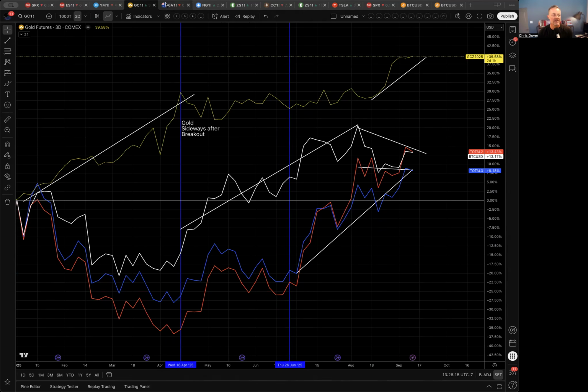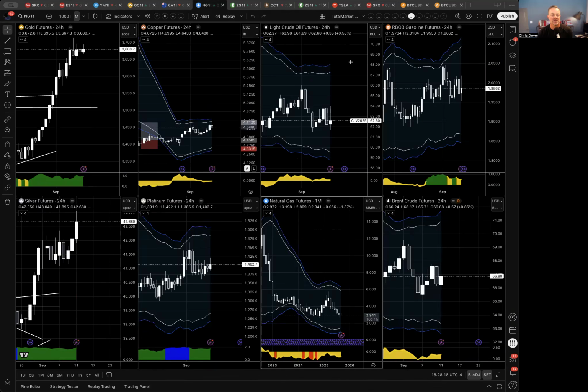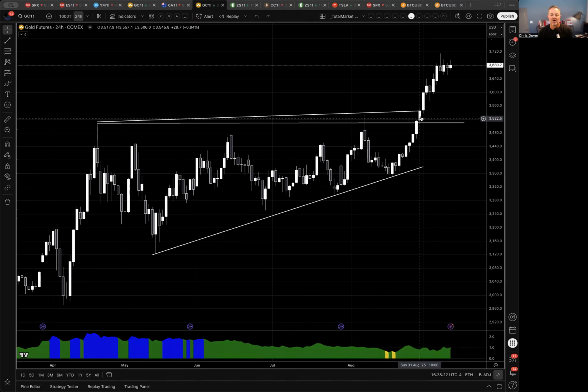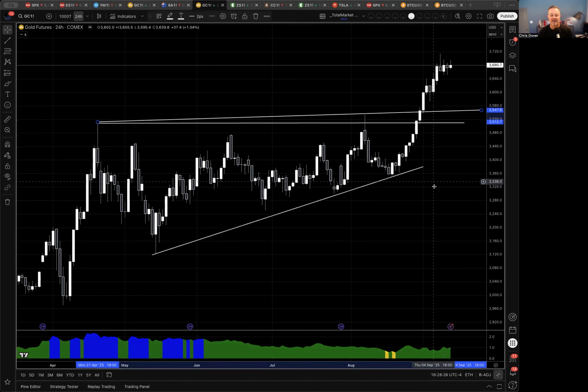So let's get to our metals. And as we can see, we are long gold. We broke out of gold recently. We've been tracking this since May when it went into that sideways consolidation. We were mentioning that volatility started to narrow. We maintained that bullish position.